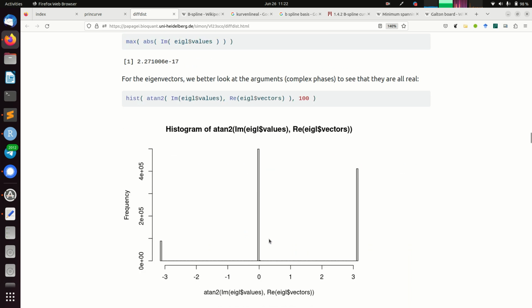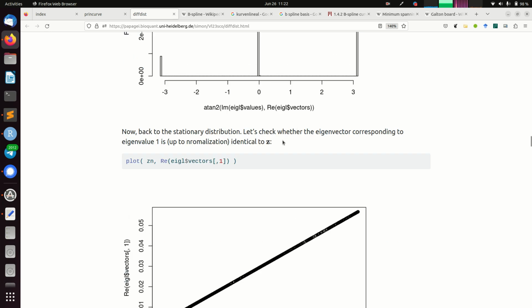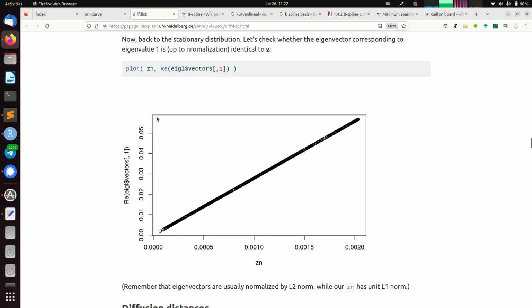It doesn't look like that, so here I calculated the argument, the phase of it, and you see it's either 0 or pi or minus pi, so they are all positive or negative, but don't have a component in i. So these are all real. And of course, the first eigenvector is the same as our z, as expected. Not quite the same, because the eigenvectors are normalized to have L2 norm 1, while our z we normalized to have L1 norm n. So the slope is not 1 here.